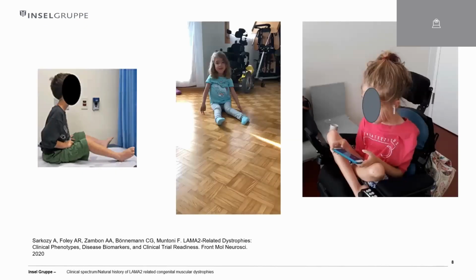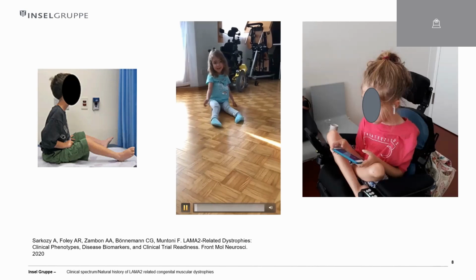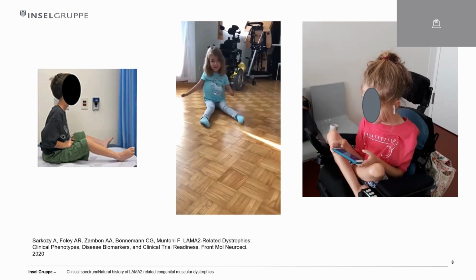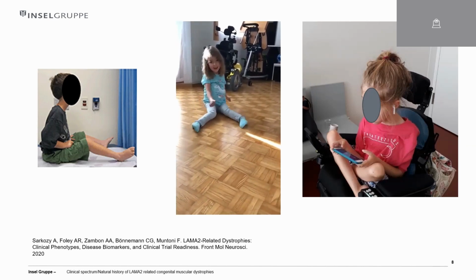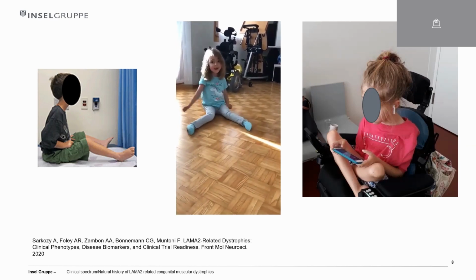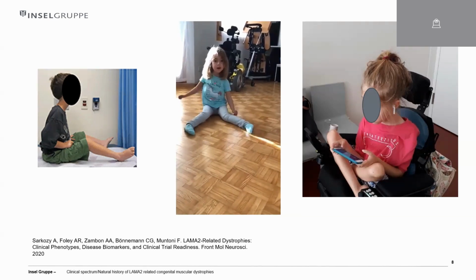We've seen this picture, and all the patients are really similar. They have this very optimistic way to look at life. Can you make the middle video? Yeah, thank you. And I have this interesting way to shuffle, which I've only seen in LAMA2 patients. Probably also because of this hyperlordosis.